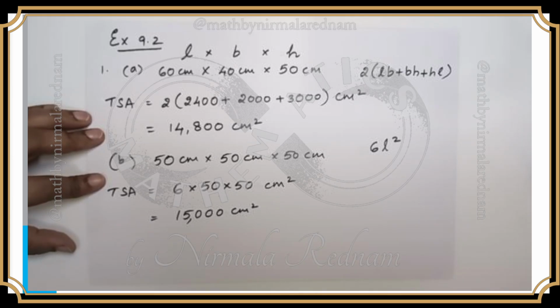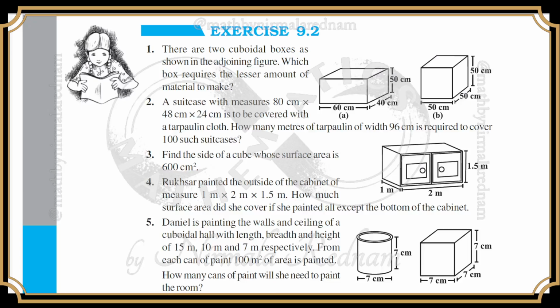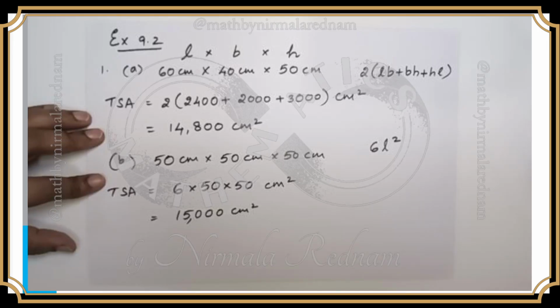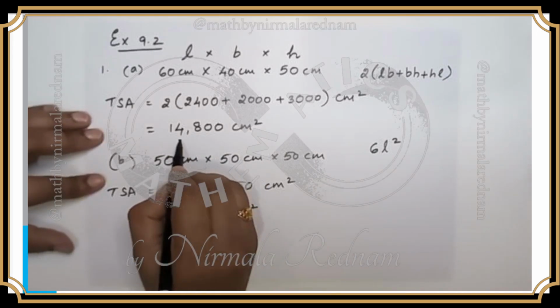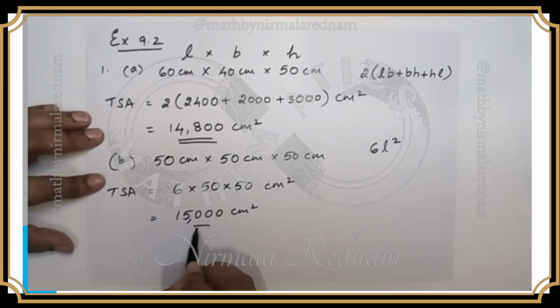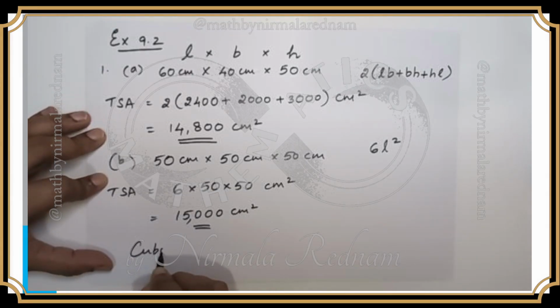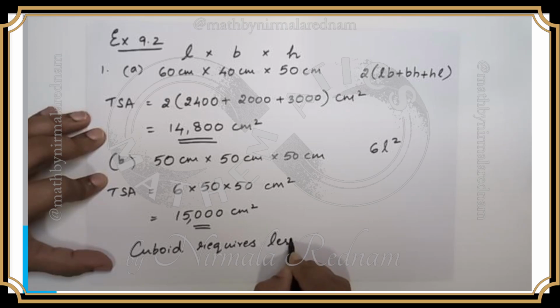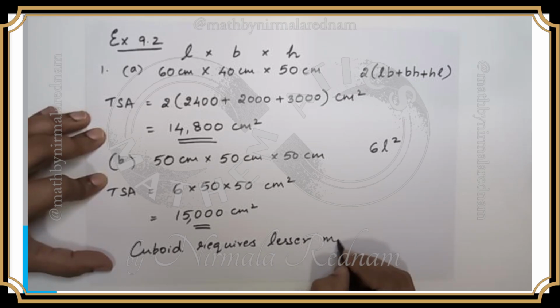So to answer the question, they're asking which one requires lesser amount of material to make. So clearly the cuboid requires lesser amount of material to make. This is less than 15,000. So the answer is the cuboid requires lesser material compared to the cube, right? So that answers our first question.